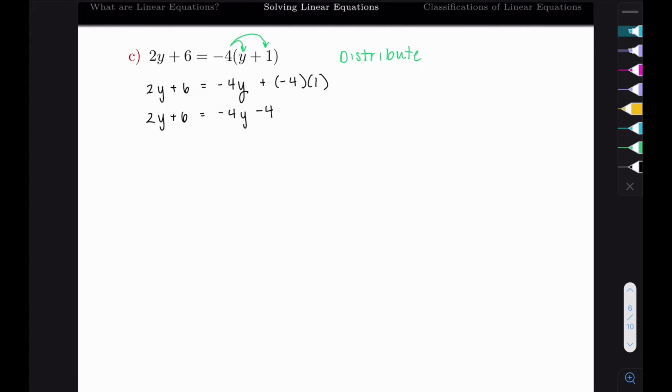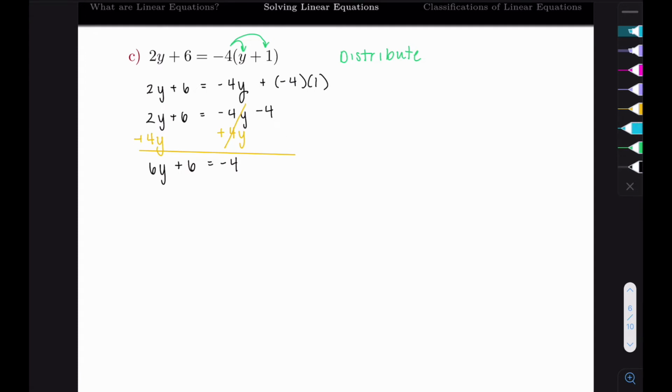And now from here, we're exactly where we were last time. We want to isolate this y variable. So I don't like this minus sign, so I'm going to go ahead and add 4y and do exactly the same thing over here. So the 4y's cancel each other out on the right-hand side, and over here, we've got 2y plus 4y, so we have 6y. We've still got this plus 6, and we still have the minus 4 on the right.